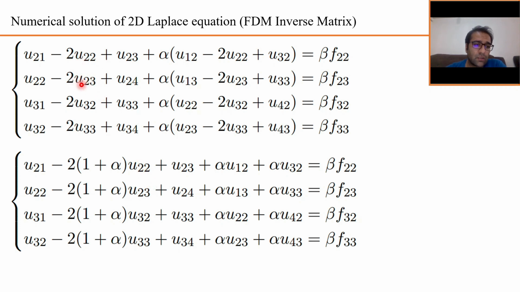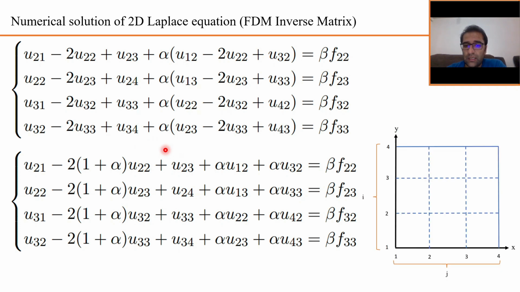In the second one, the common term is u_23. One is here and the other is here, so the coefficient will be minus 2 multiplied by 1 plus alpha, 2 here and 2 alpha here, right? And I just multiply this alpha inside this bracket and rewrite the system of equations like this, right?